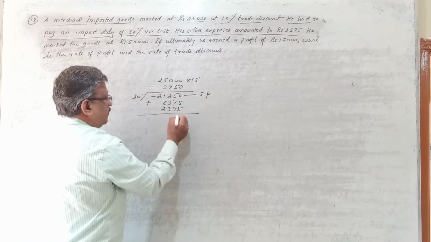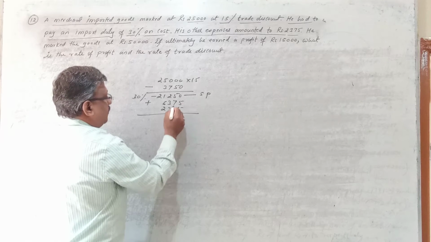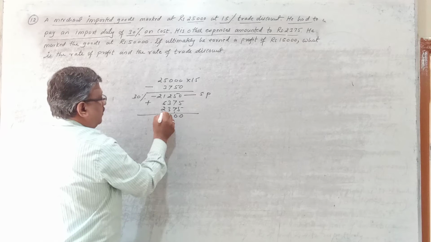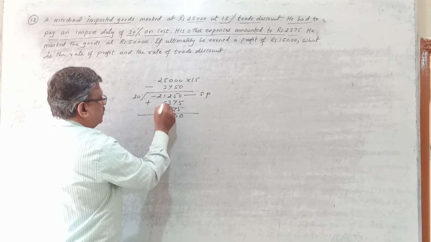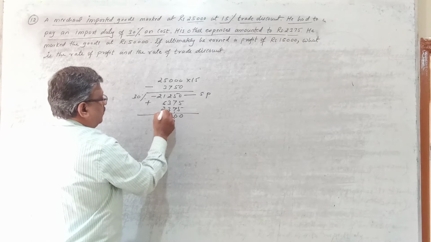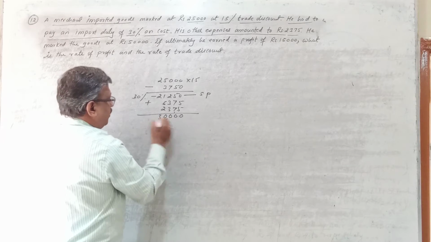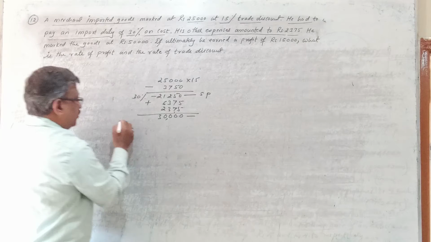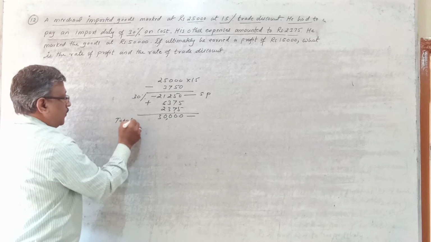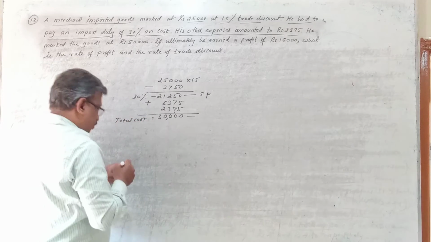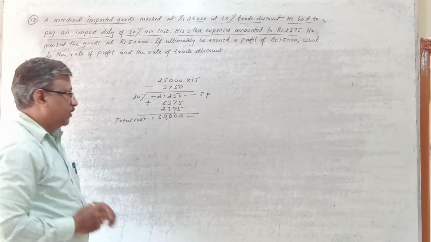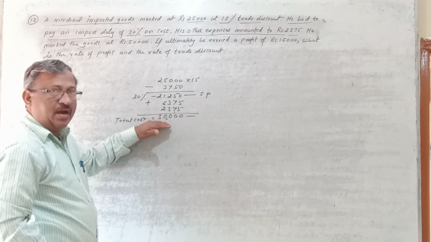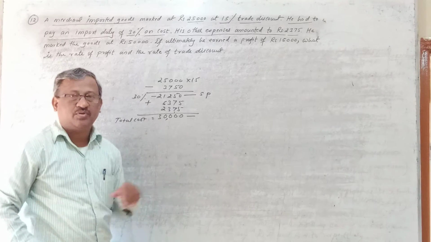Means the total cost becomes: 10, 1, 20, 2, 5, 10, carry 1, 7, 3, 9, 10, it is 30,000. Means the total cost of goods to the importer is 30,000. After importing the goods, totally it has cost him 30,000.